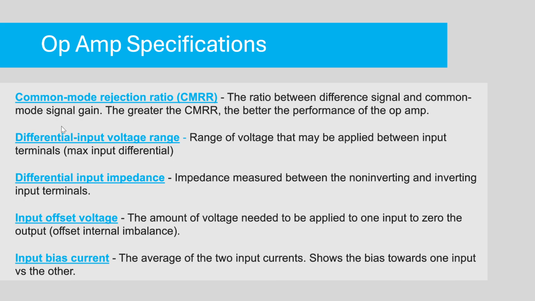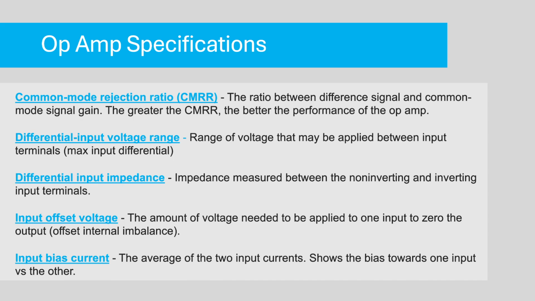Differential input voltage range. So this is the range of voltages that may be applied between the input terminals. Basically this just defines the maximum difference we can have in voltages applied to the terminals and still have predictable outputs and have the op amp work as expected. Differential input impedance. This is impedance measured between the non-inverting and inverting terminals. So this is just natural resistance that happens between those two.